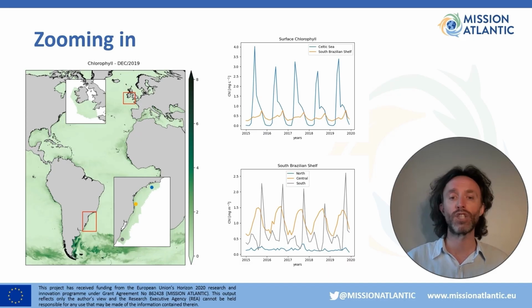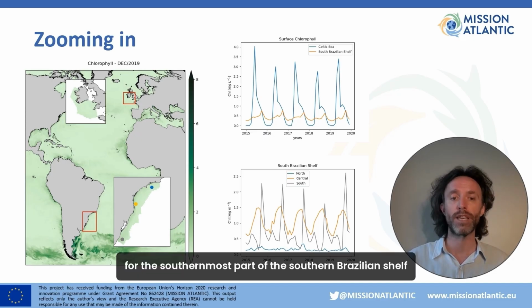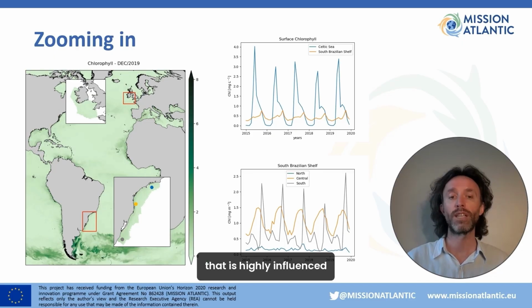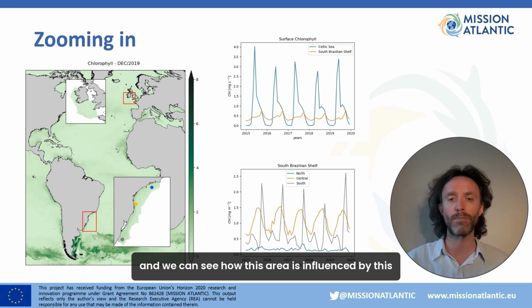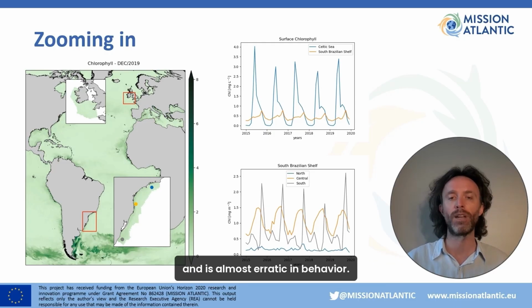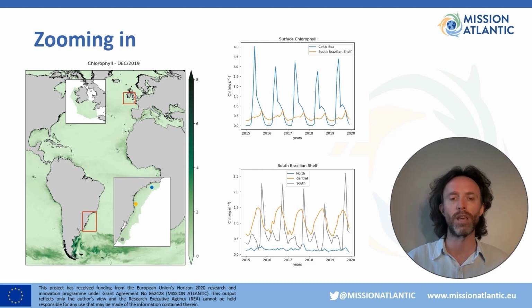The gray line shows the case for the southernmost part of the southern Brazilian shelf, which is highly influenced by the large discharge of the Uruguay River, one of the biggest rivers in the Atlantic, and we can see how this area is influenced by this river outflow with a much higher variability and almost erratic behavior.